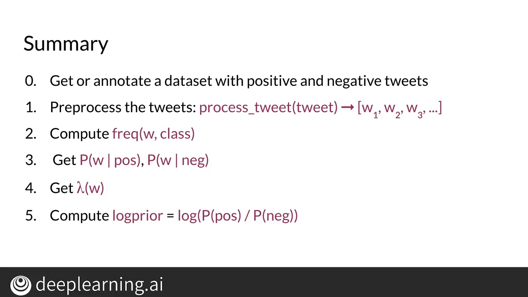In summary, training a Naïve Bayes model can be divided into 6 logical steps. You get or annotate a dataset with positive and negative tweets. Typically, it's better if your tweets match the same context that you want to use in the final model. Then you process the raw text to get a corpus of clean, standardized tokens. You compute the dictionary of frequencies for each word in class, then compute the conditional probabilities of each word using the Laplacian smoothing formula. You compute the lambda factor for each word, and finally, you estimate the log prior of the model, or how likely it is to see a positive tweet in your corpus.